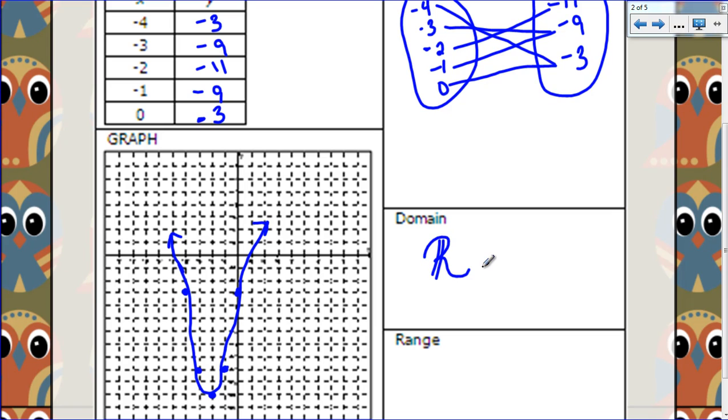The range, because this is concave up, is going to start down here at -11, because that's that y value right there, and go to positive infinity, or it is all numbers greater than or equal to negative 11. So it starts at negative 11 and just goes up from there. So that's how we do multiple representations. Just several ways to see the same thing.